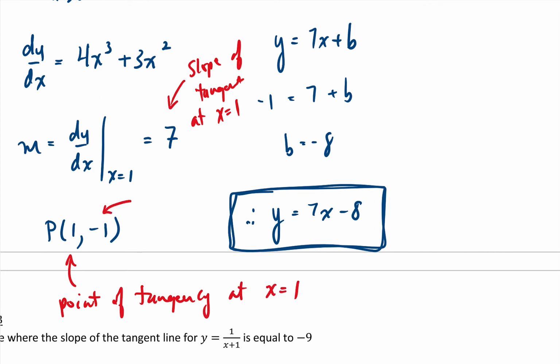And this was determined by subbing it into our equation for y. So that was y equals x to the fourth plus x cubed minus 3.